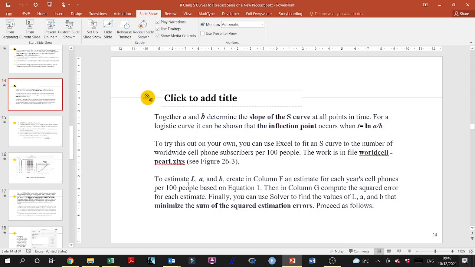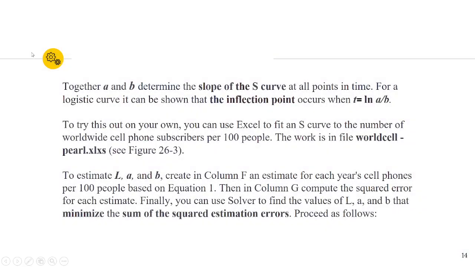So over here, we need to estimate L, A, and B. So we need to find out for each year's cell phones per 100 people what are the L, A, and B. So we are going to use Solver to find the values of these parameters, and that minimizes, of course, the sum of squared estimation errors, even though it is looking like a logistic regression. Why did I talk about logistic regression and why is it logistic regression? Let me just back off a little bit here.